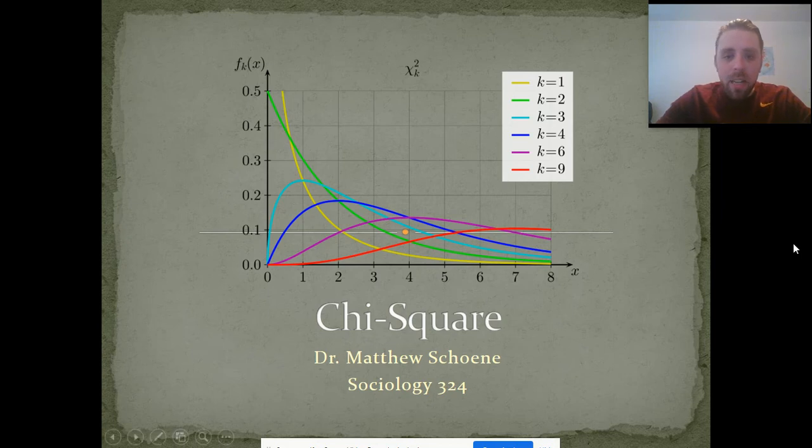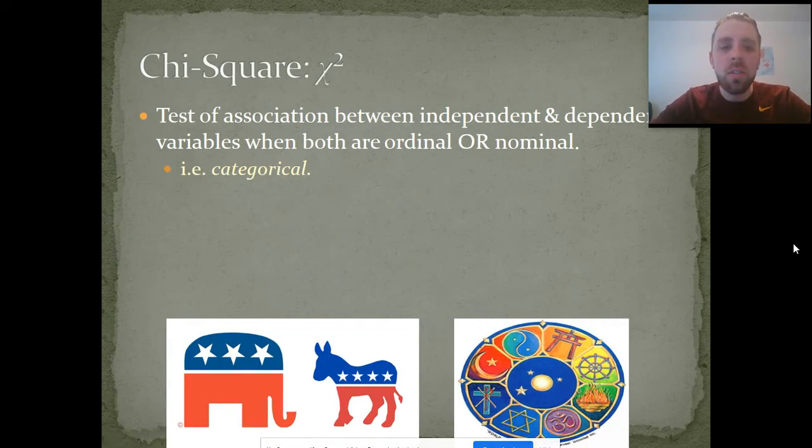So chi-square is a test of association between an independent and a dependent variable when both are either ordinal or nominal. It can be any combination of ordinal, nominal, but the key thing here is you must lack an interval level variable. Okay? So these two types of variables are together known as categorical variables. If you think back to levels of measurement, you will remember that ordinal and nominal variables classify observations into categories. They are categories where you cannot calculate a precise mean.